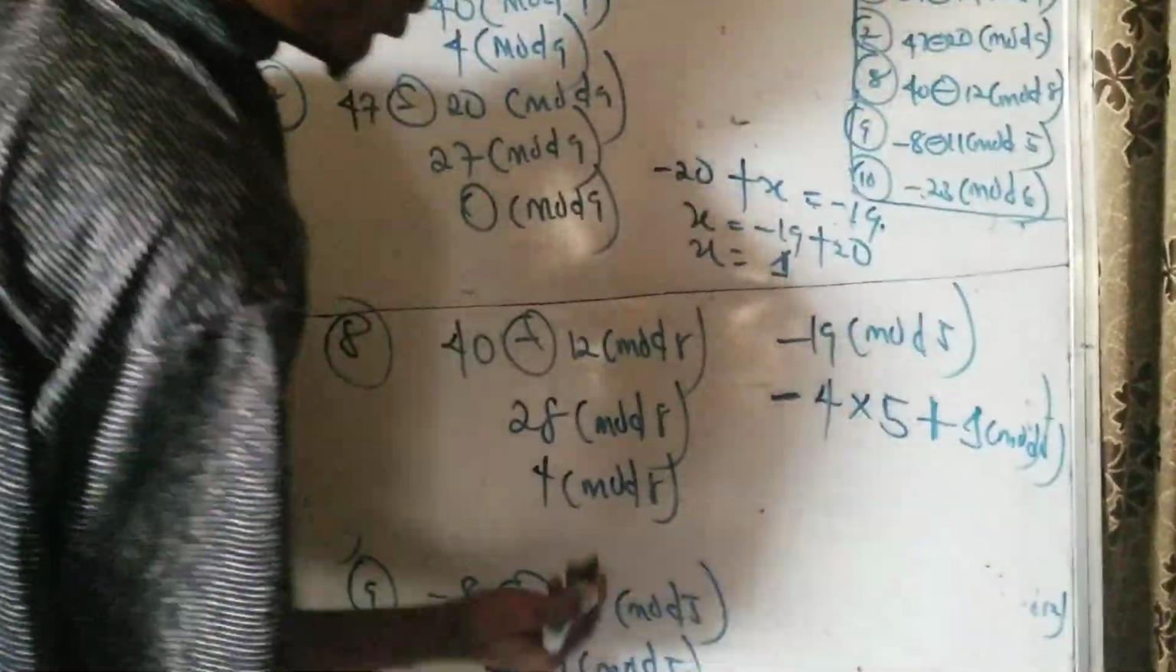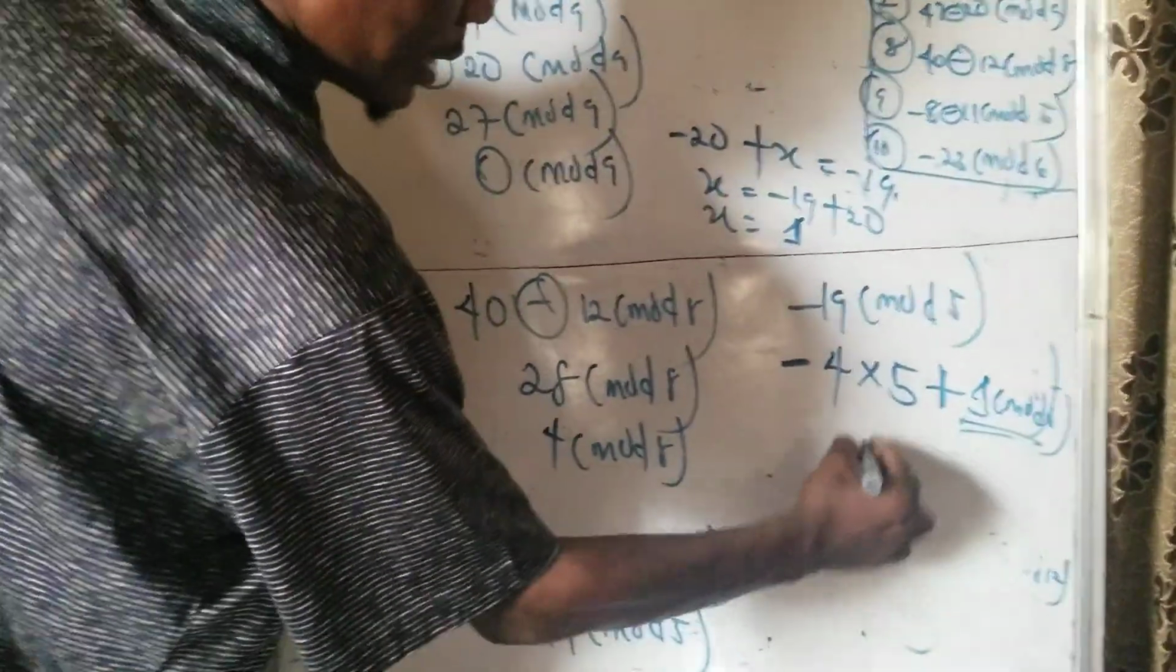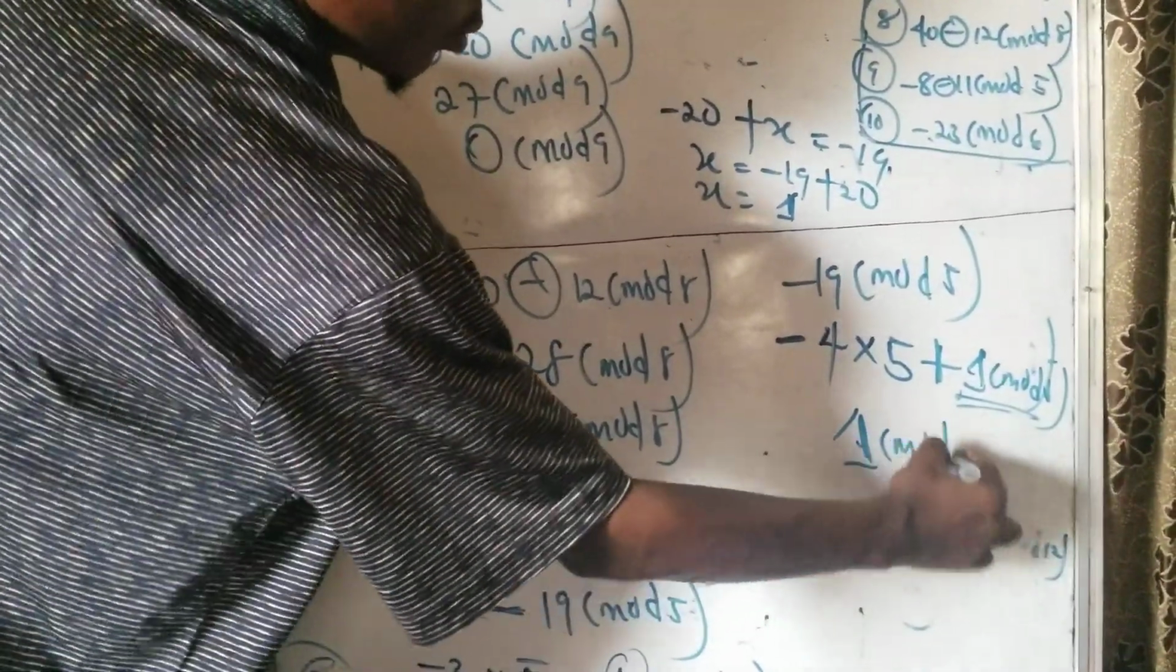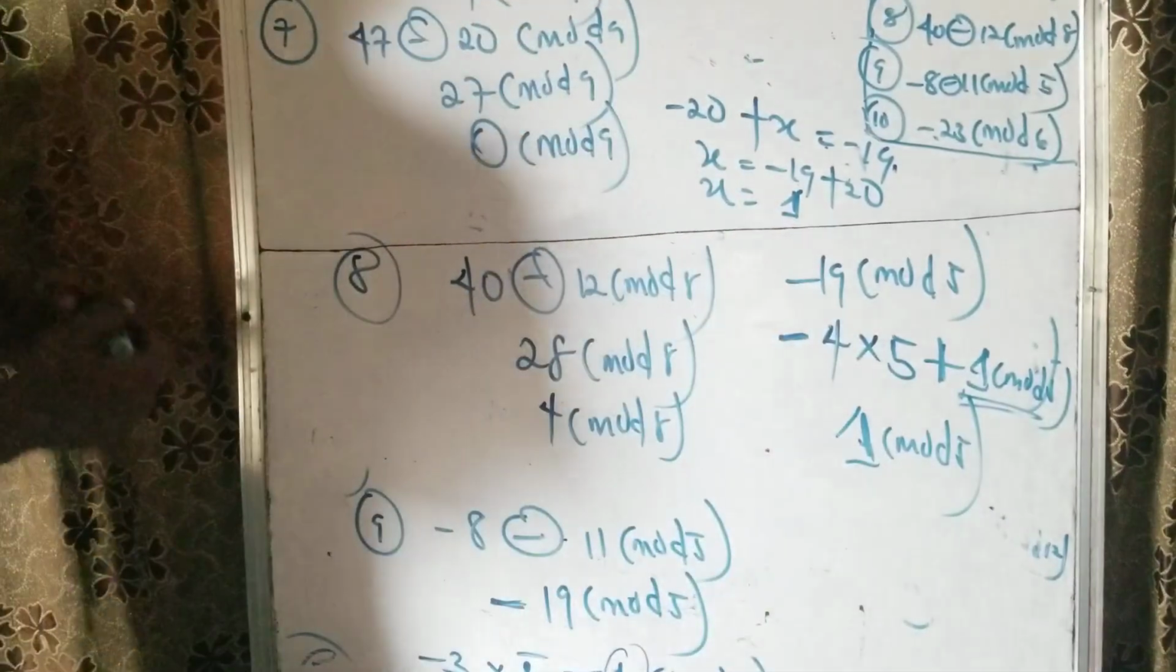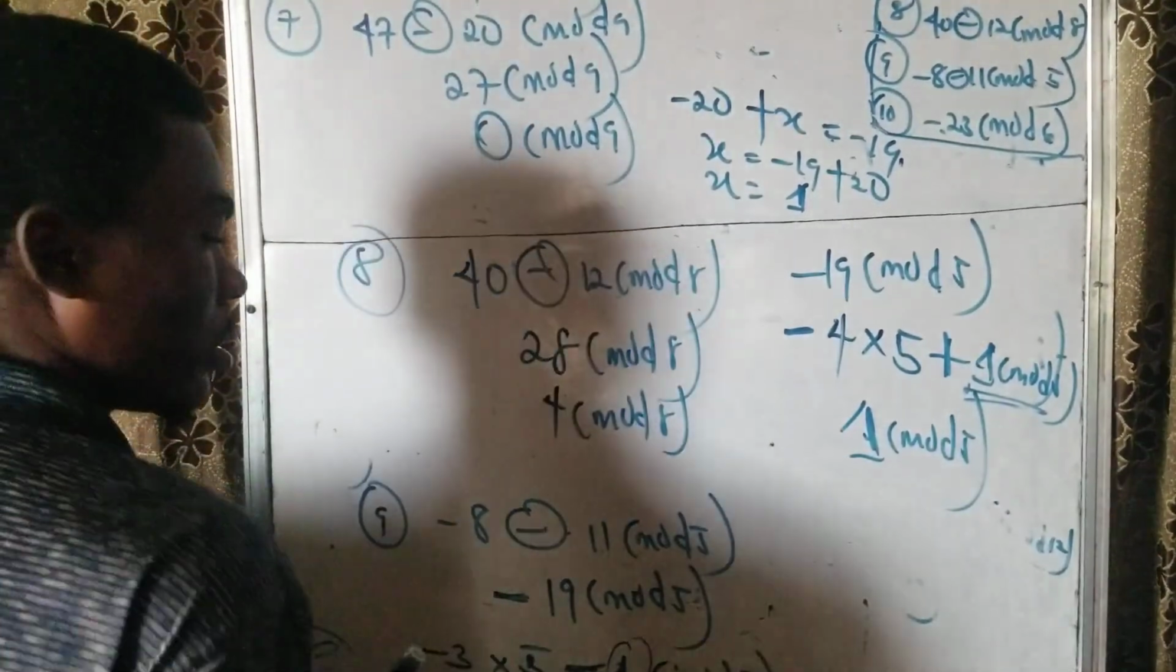Do we get that? Since this is a remainder, what will be my answer? My answer is 1 mod 5. Yeah, so that's the other one that we can also do.